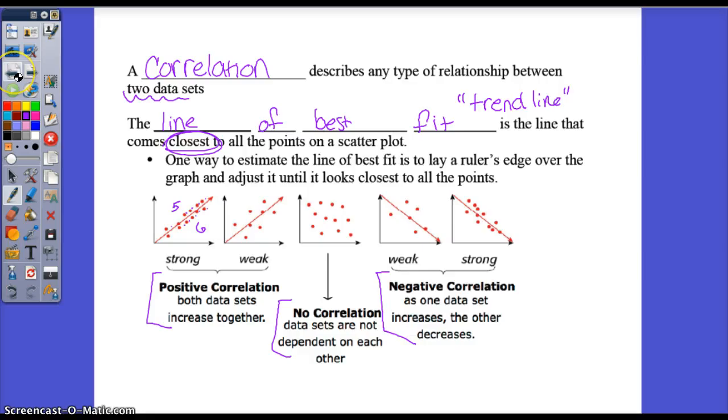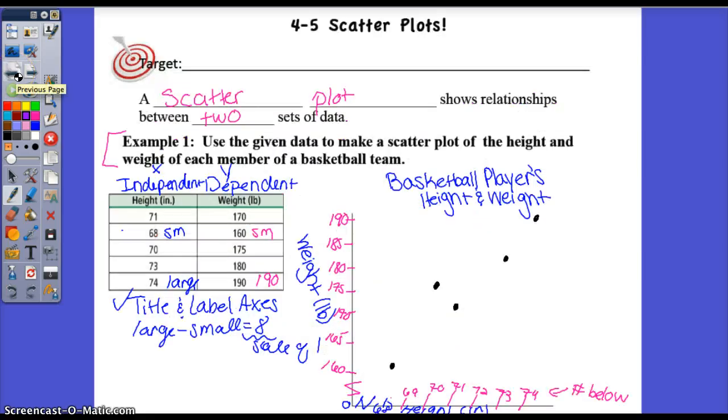Let's look back at our basketball graph. Is this a positive or a negative correlation? I would say that this is a positive correlation because as the height increased, so did my weight.